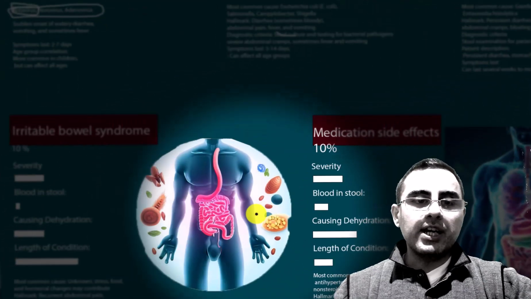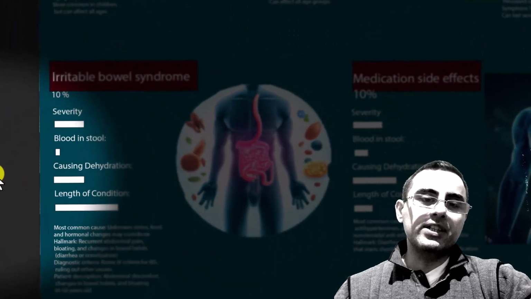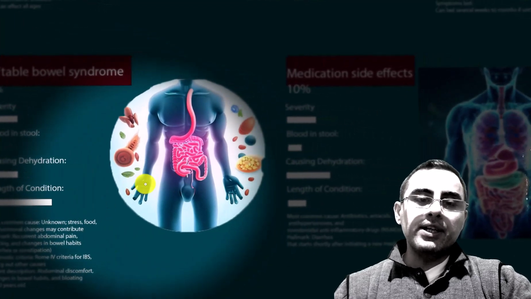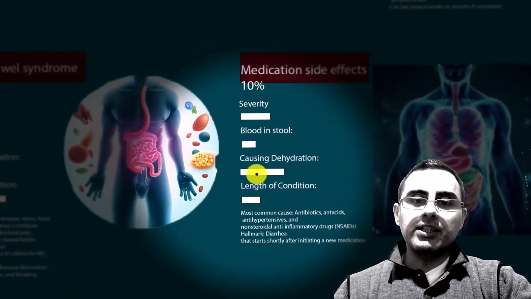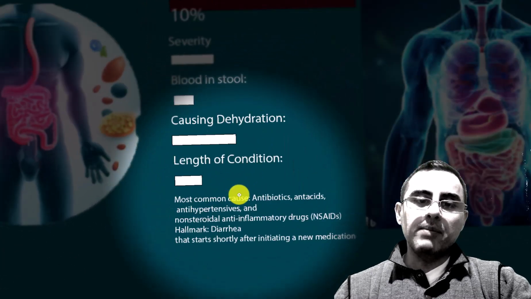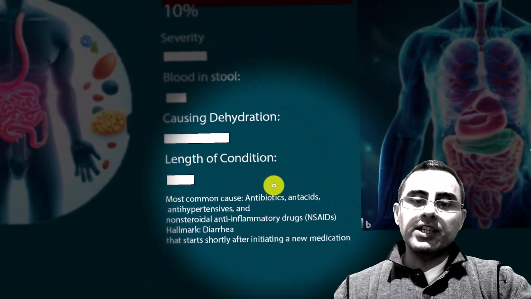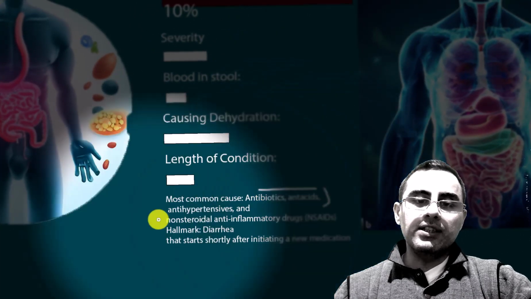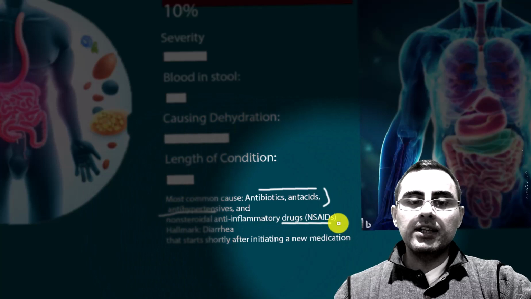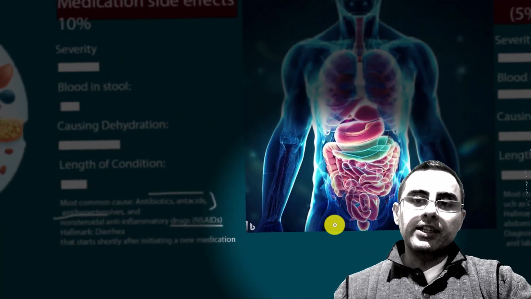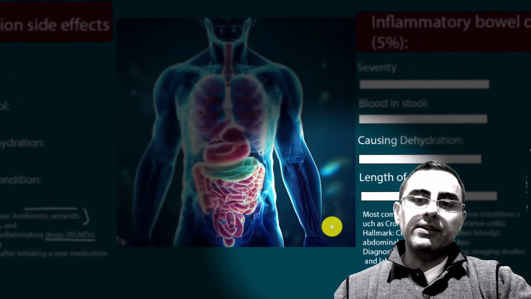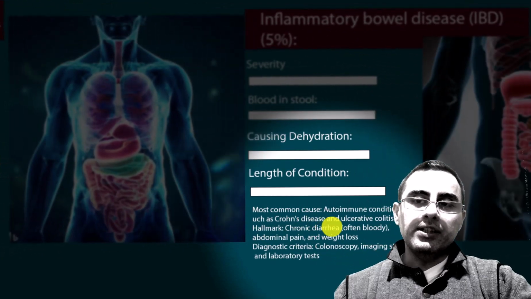Another common cause which can cause diarrhea is irritable bowel syndrome. Irritable bowel syndrome is usually described as alternation of diarrhea and constipation. Another common cause is medication side effects, and we should mention several medications such as antibiotics, antacids, antihypertensives, and non-steroidal anti-inflammatory drugs. These drugs can cause diarrhea. Diarrhea is usually mild and self-limiting, and it is strongly correlated with ingestion of new drugs.